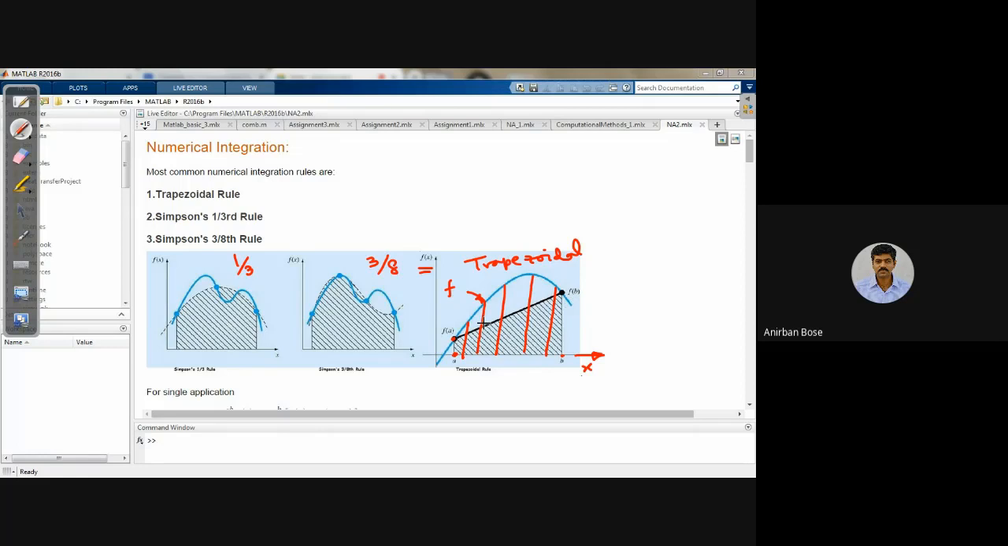So this is basically the area under the curve. And if we want to calculate this, we know that this is nothing but the integration from x is equal to a to b of that particular function f(x) multiplied by dx. This is the area under the curve that has been shown by the red hatch line. That is what we want to find out.